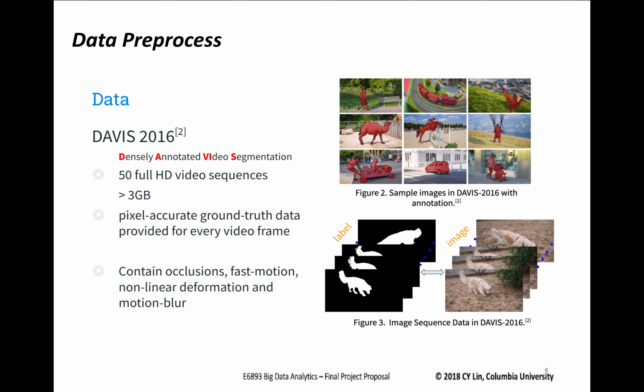So here is the data. The dataset we are going to use is DAVIS 2016, which is a densely annotated video segmentation dataset. It contains 50 video sequences with densely annotated, pixel-accurate, and per-frame ground truth segmentation. The right figure shows how image-label pairs are stored in the dataset. Also, the video sequences contain multiple occurrences of common video object segmentation challenges such as occlusions, motion blur, and appearance change.